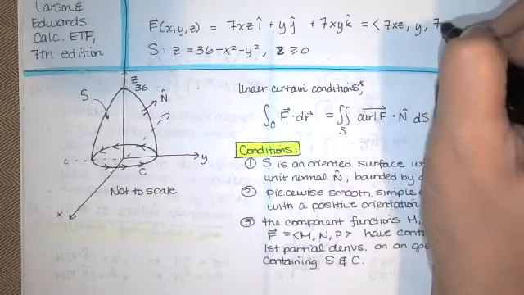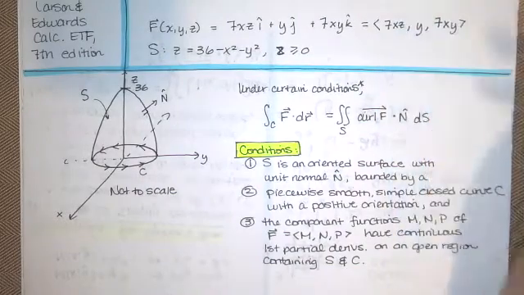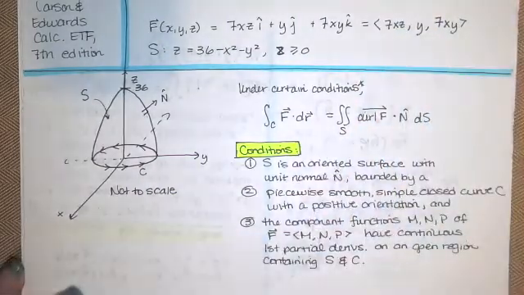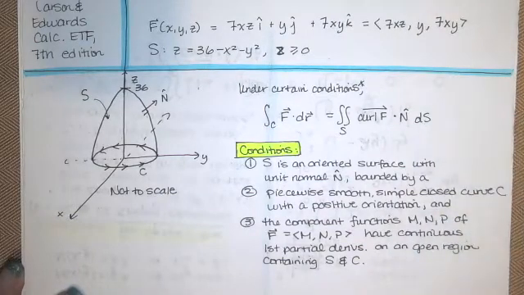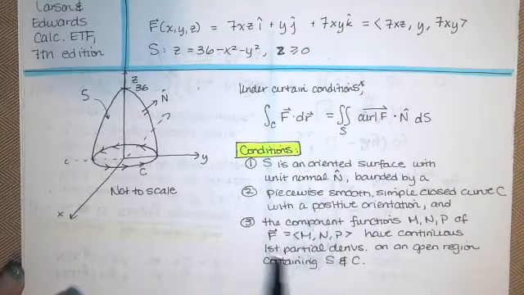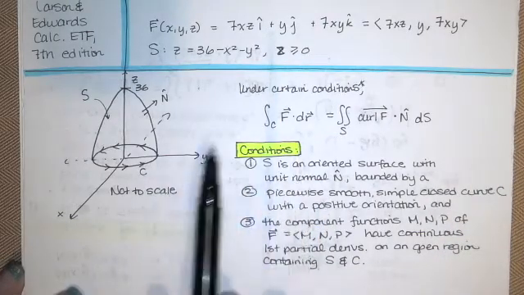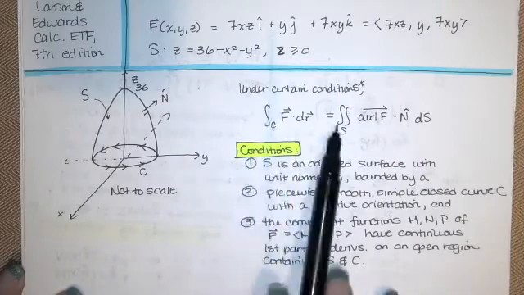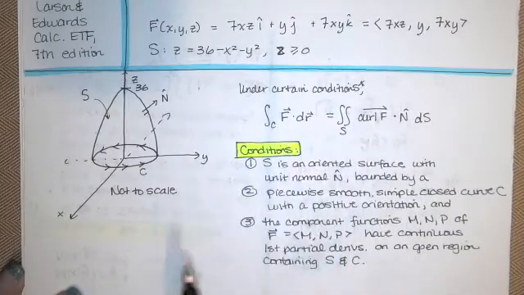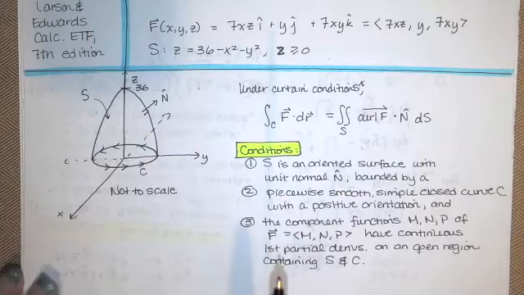And the z component is 7 times x times y. So yes, those are polynomials in x, y, and z. They clearly have continuous first partial derivatives for all of three-dimensional space. And so all three of these are satisfied. And that means that I can evaluate this line integral and I can evaluate this surface integral, and they will give me the same result either way.